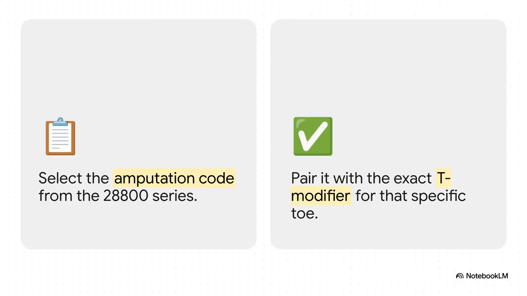Which perfectly brings our narrative full circle today. I want to explicitly remind you that selecting the correct code for a partial toe amputation from the 28800 series is only half the battle. You absolutely must remember our golden rule. Any amputation code selected for a specific digit has to be paired with the precise T modifiers we learned at the very beginning of this explainer. You have to tell the payer exactly which toe was removed. Was it T1, T4, or T9? Do not leave money on the table by forgetting your modifiers.